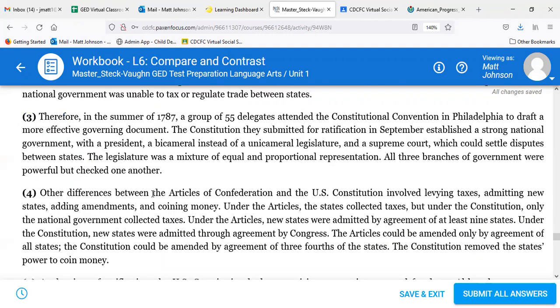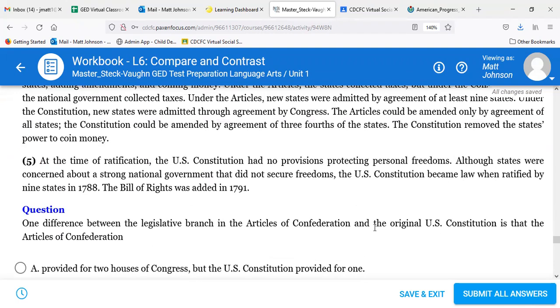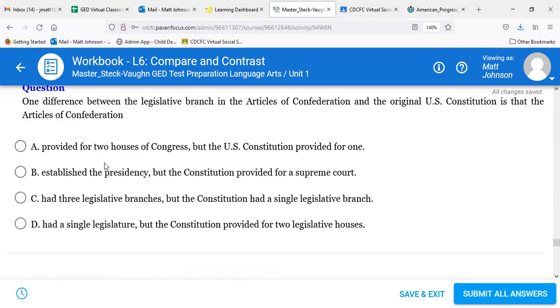And number 10. So one difference between the legislative branch and the Articles of Confederation and the original U.S. Constitution is that the Articles of Confederation, A, provided for 2 houses of Congress, but the U.S. Constitution provided for 1. B, established the presidency, but the Constitution provided for a Supreme Court. C, had 3 legislative branches, but the Constitution had a single legislative branch. Or D, had a single legislature, but the Constitution provided for 2 legislative houses.